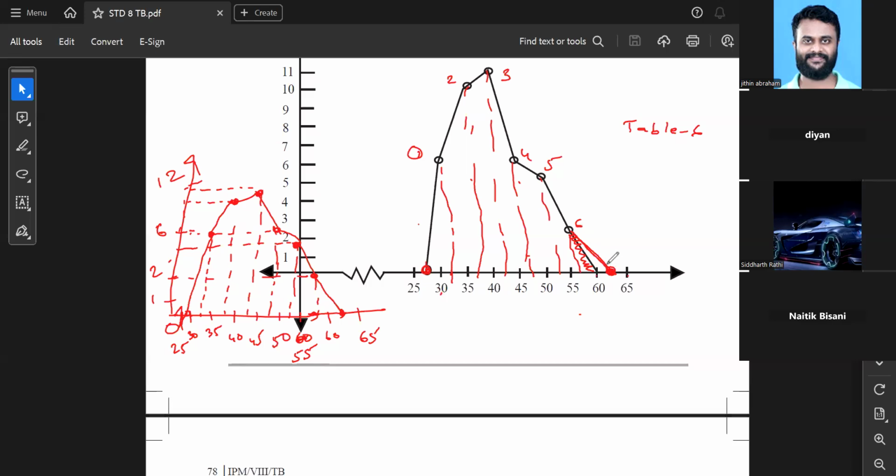Okay, sir. Sorry, sir, why like that? That you start from 25 to 30 and end in 60 to 65. Because it's a polygon, my dear child. Polygon means rectangle is a polygon, triangle is a polygon. It's a closed shape. The shape should be closed.